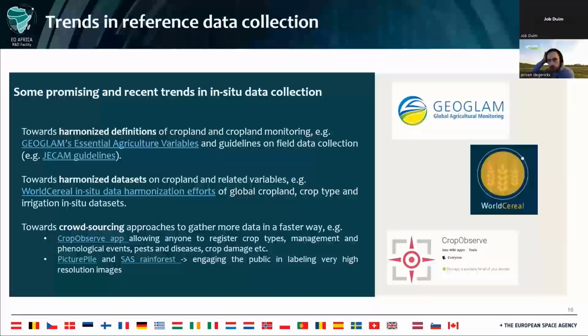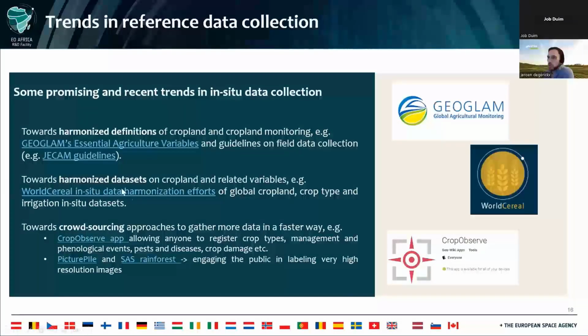And in that sense, in terms of reference data, there are some promising and recent trends that I want to highlight. For one, there is GEOGLAM, the Global Agricultural Monitoring Community, which is trying to standardize the definition of essential agricultural variables. So ensuring that we're all talking about this exact same thing when we're referring to, for instance, biomass or crop types. At the same time, they are releasing some specific guidelines on how to collect these data in the field. If you're interested in that, here are some links I provide for you to check out.